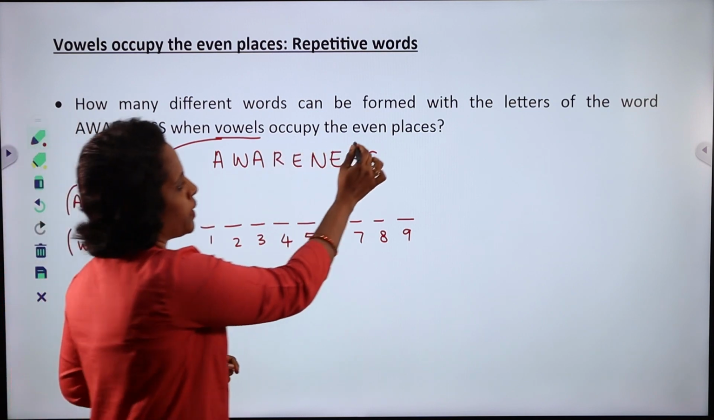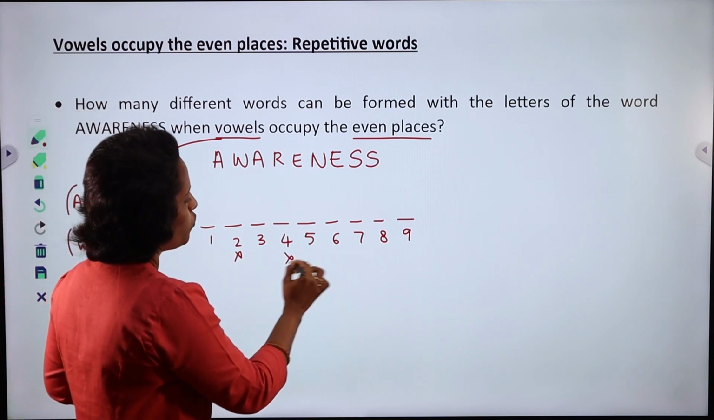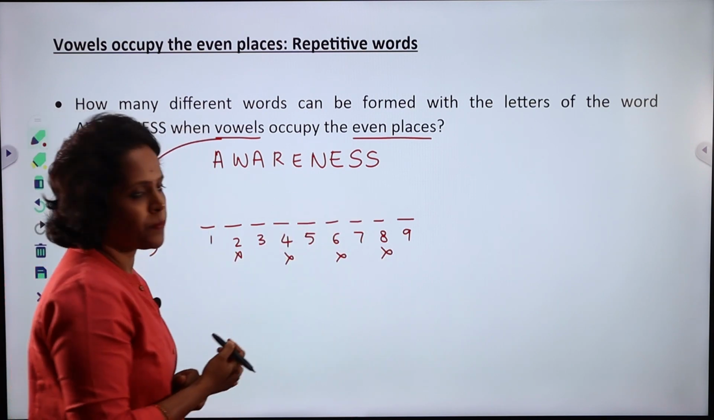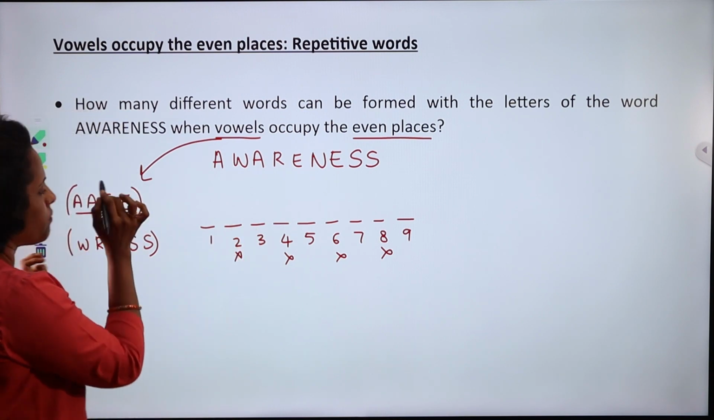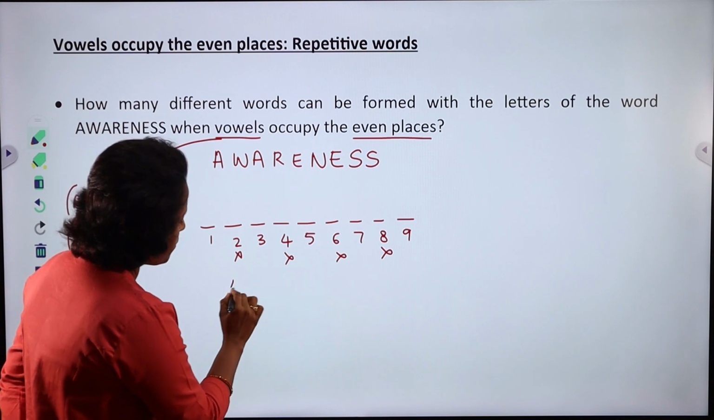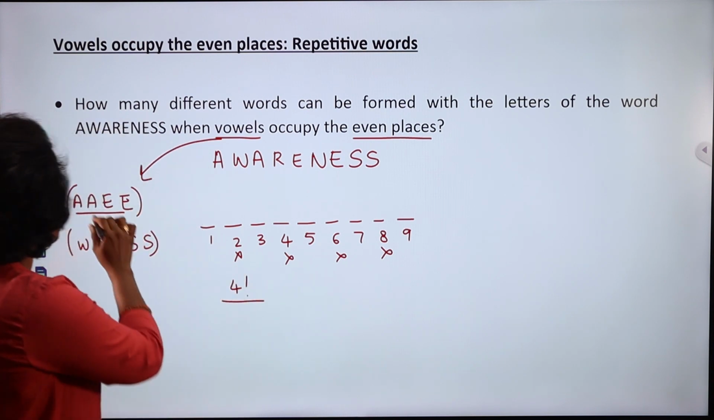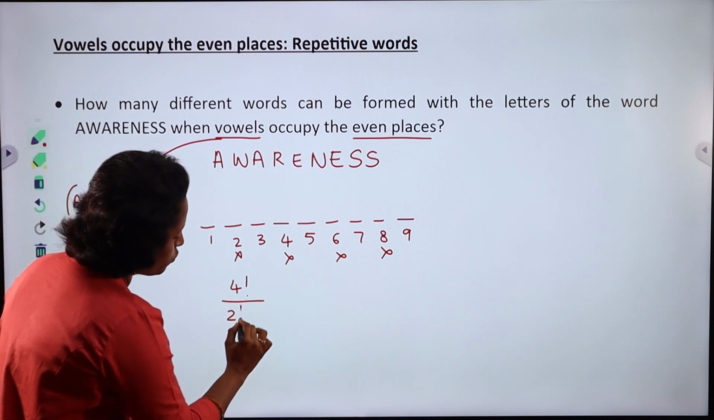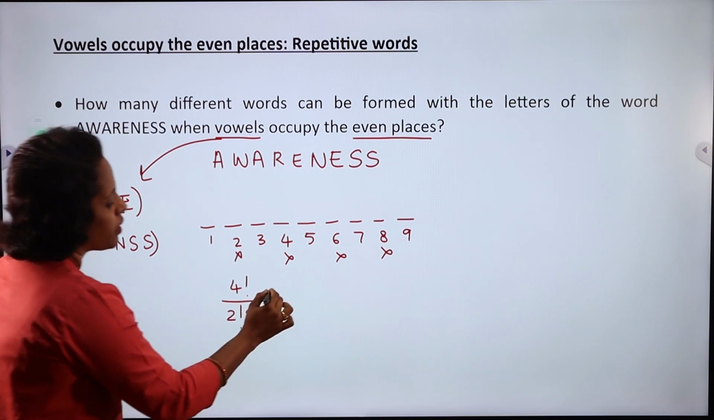Then vowels occupy the even places. What are the even places here? 2, 4, 6, 8. We have 4 places for the 4 vowels. That can be done in 4 factorial ways, divided by A is repeated twice, so 2 factorial. E is repeated twice, 2 factorial.